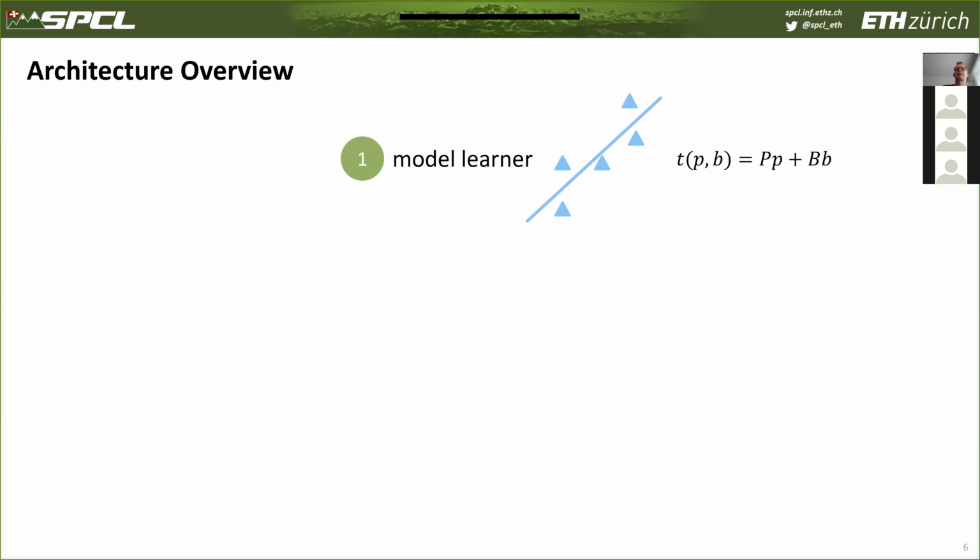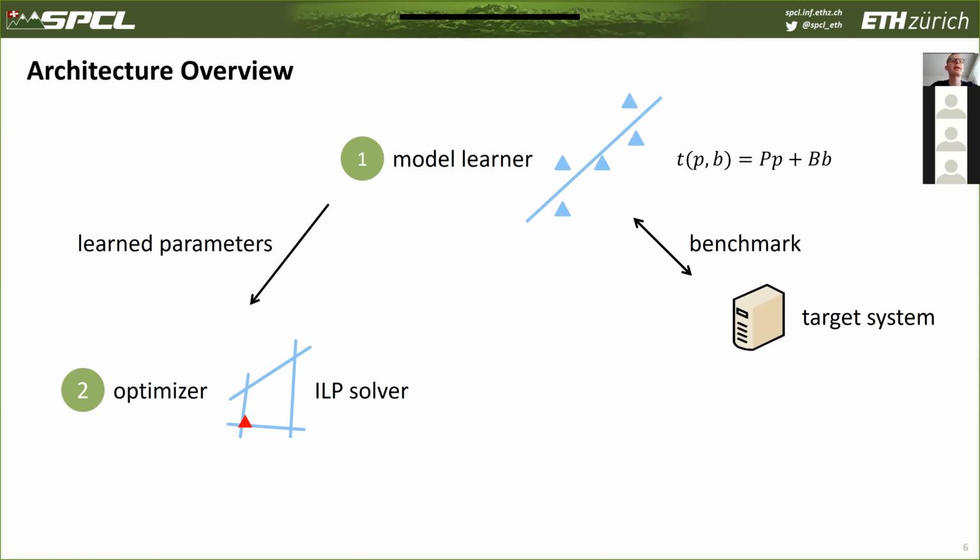So how does Absinthe work internally, or what components does it have? So first we have a model learner. That model learner runs a set of benchmarks on a target system. This is only done once for each target system, and learns a performance model. The performance model is then an input to an optimizer. This optimizer, for every Stencil program that we want to optimize, sets up an ILP problem. That ILP problem enumerates the search space.